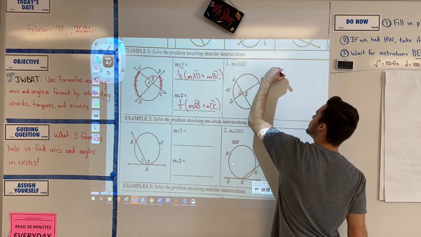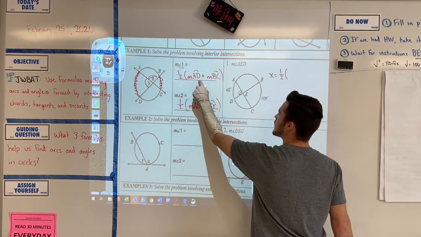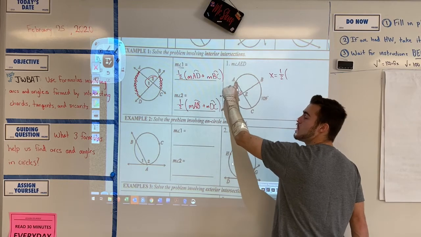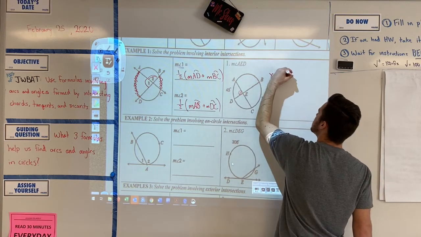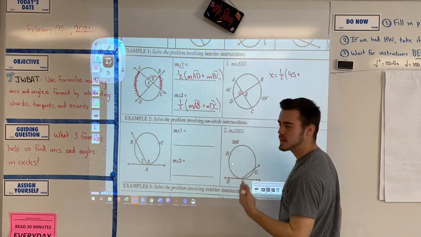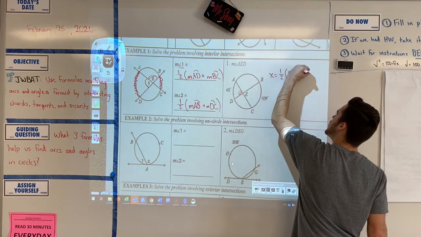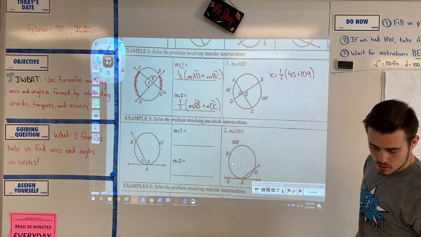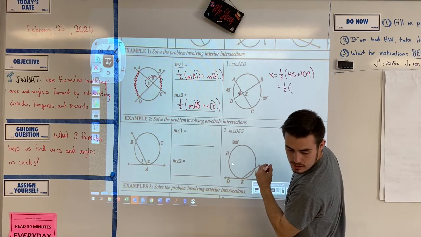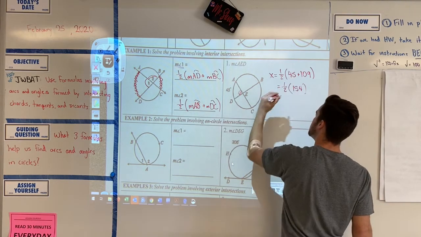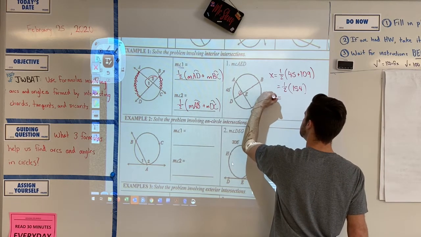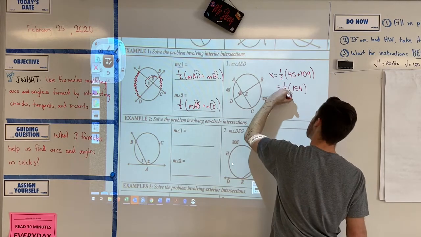It starts with a 1/2. And then I'm going to take the measure of arc AD. Now if I look over here at angle 1, AD is on the same side as 1. So I need to take the arc that's on the same side as my angle. So that is a 45 plus, and then the arc that's on the other side, kind of the vertical angle relationship, we have a 109. Well, so far this is pretty simple. X is going to equal 1/2 times 154. So 1/2 times 154 is going to give me that the measure of angle AED is 77.